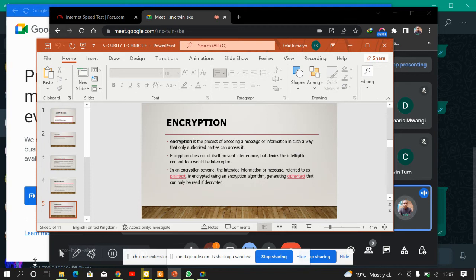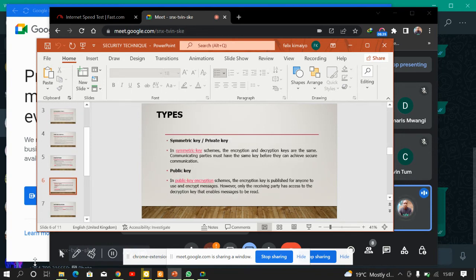And we can say also that in an encryption scheme, the intended information or message, referred to as plaintext, is encrypted using an encryption algorithm. We could talk about algorithms later, but for now, let's see how we can generate that. And also, we can generate ciphertext that can only be read if decrypted. So when sending a message, you have to encrypt, and then the person receiving it has to decrypt the message so that you can read what is being sent.